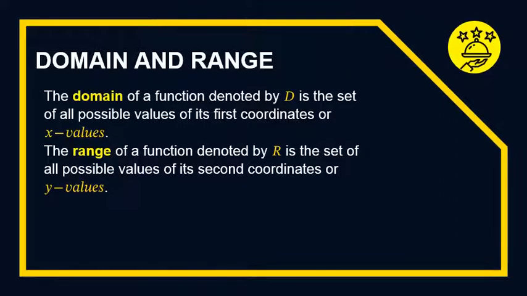Domain and range. The domain of a function, denoted by D, is the set of all possible values of the first coordinate, or the x values. The range of a function, denoted by R, is the set of all possible values of its second coordinate, or the y values.